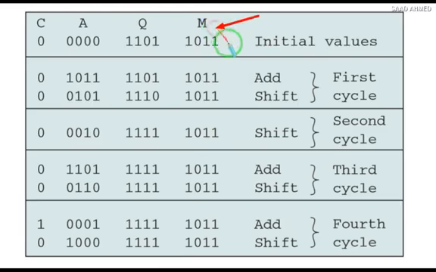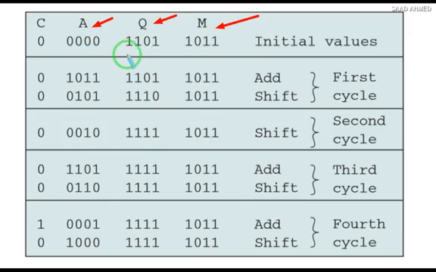We have the M register, which is holding the multiplicand, the Q register, which is holding the multiplier, and A will be holding the result with Q also. So these three are to remember, and if you look at M, we have 1011 as the initial value, Q has 1101 as the initial value, and A is 0000.